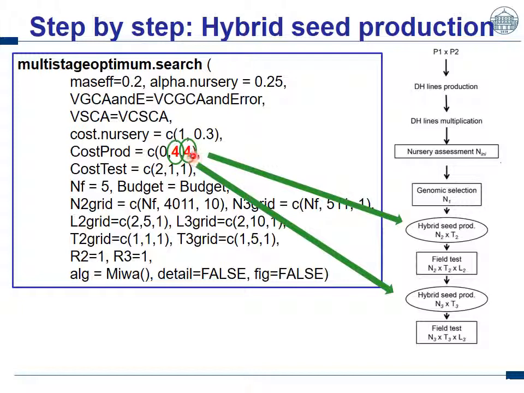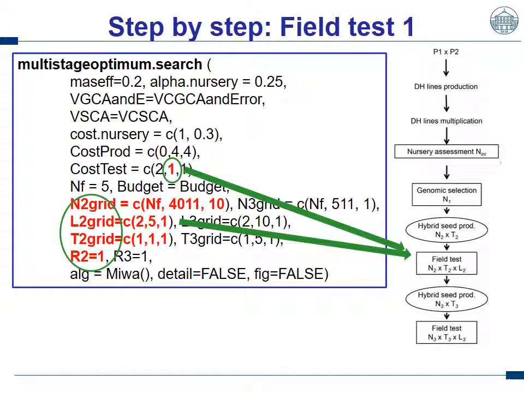And the second number here is for the second hybrid seed production. And for sure in the cost function, this is at the end multiplied by the number of testers and the DH lines you use at these stages. When we go to the first yield test, you have in the cost tests here at the second position to put in the cost for a field plot, and as we define in field plot equivalence, this is a 1.